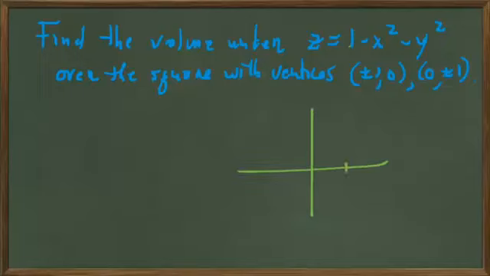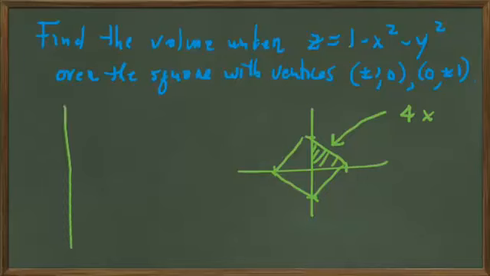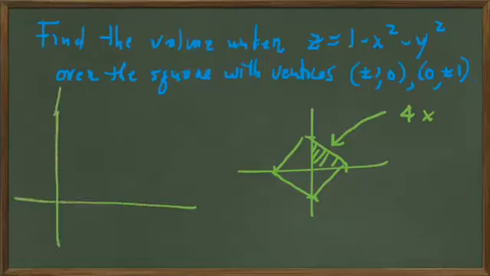Those vertices are here, here, here, and here. And when we draw the square, we get this square. So clearly there are 4 regions, and so what we're going to do is take 4 times the area over this region right here. But we have to define that region in a very specific way to do a volume integral of this type. And so let's see how we do that.